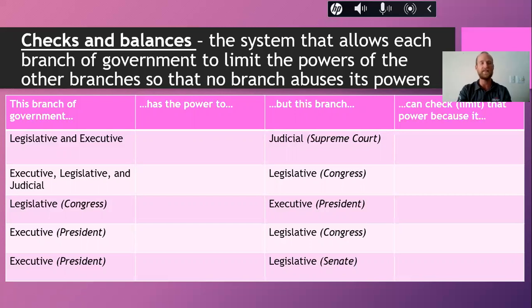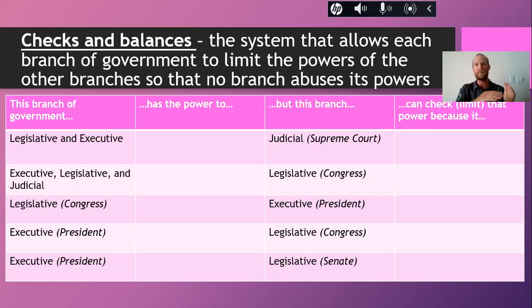So checks and balances, we've already learned this. When we talked about Montesquieu, one of the Enlightenment thinkers we learned about before reading the Constitution. Checks and balances is the system that allows each branch of government to look over or check over the other branches and limit the power of the other branches if they think they're doing something wrong. So it allows one branch to intervene with other branches, put a stop to what other branches are doing. It's kind of like a constant game of tug of war for power.